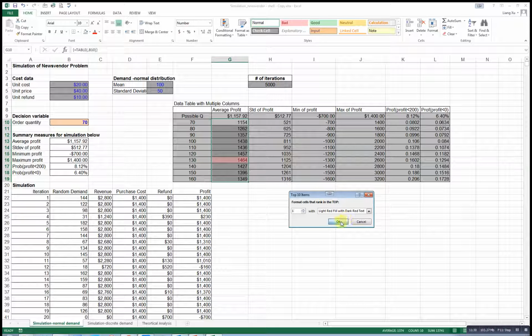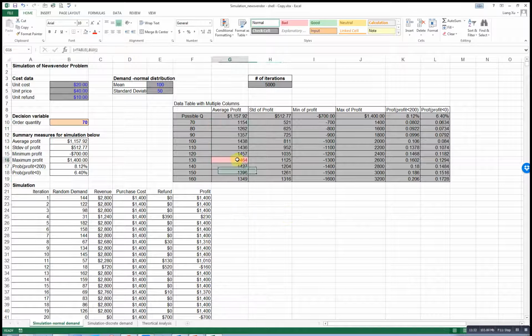As you see here, there's another observation. As your order quantity increases, the standard deviation of this decision would actually increase. That means every additional unit you order, the risk associated with that product increases, because you are less likely to sell this additional unit.